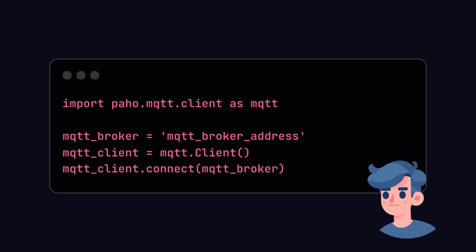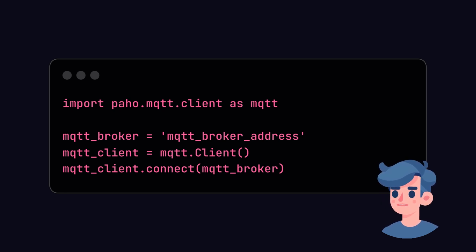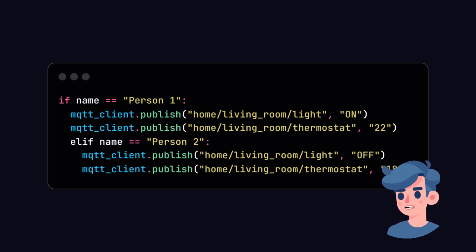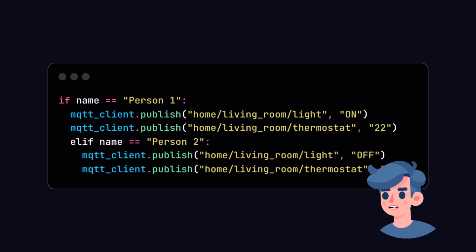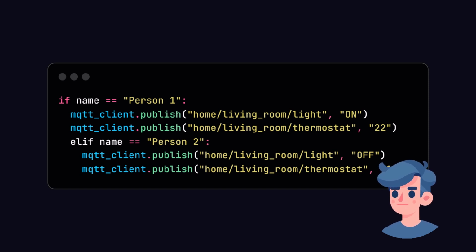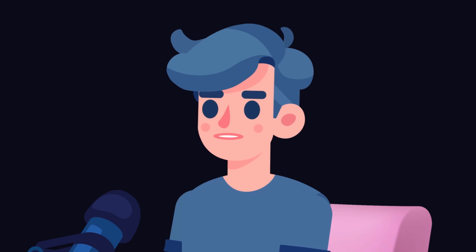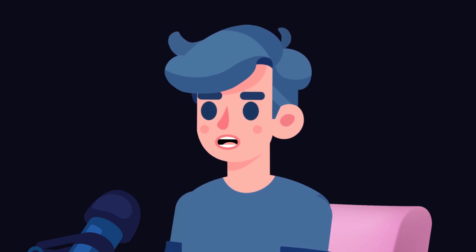Let's configure an MQTT client in our main script that can publish messages indicating actions to perform based on recognized users. For each recognized person, we'll publish a message to the corresponding topic. For this example, let's say we have topics for controlling lights and the thermostat. Make sure to replace the MQTT_broker_address with the actual address of your MQTT broker.